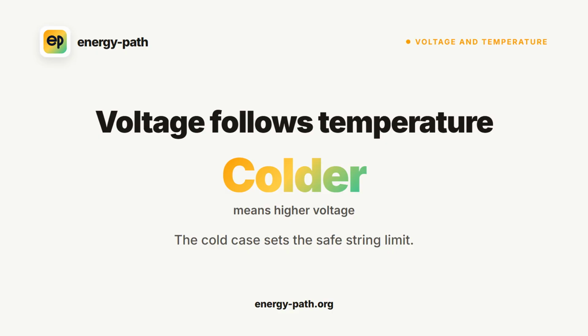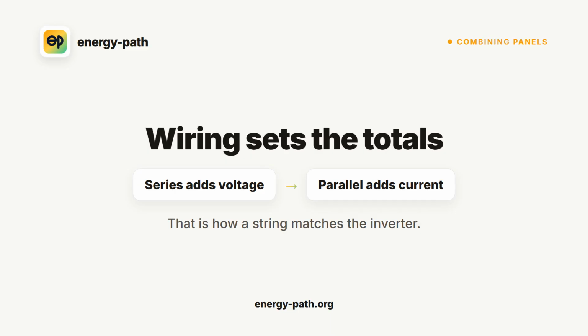The two combine through how you wire panels. Series connection adds the voltages, parallel connection adds the currents. That is how a string is built to match what the inverter expects. Two ratings matter most on a datasheet: open circuit voltage, the highest voltage with nothing connected, and short circuit current, the highest current with the terminals joined. Both come from the standard test conditions.